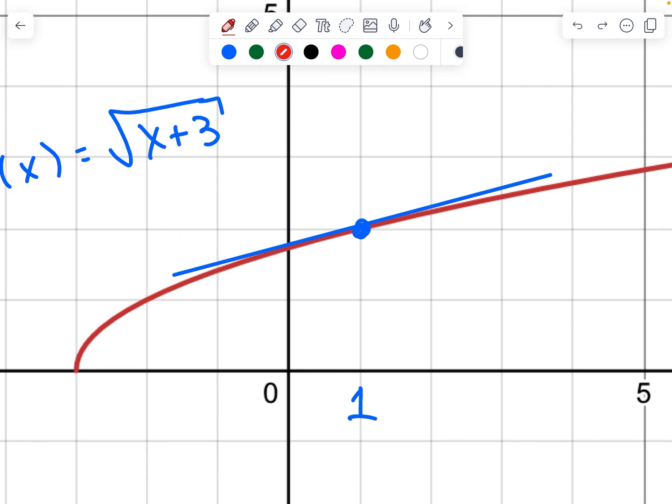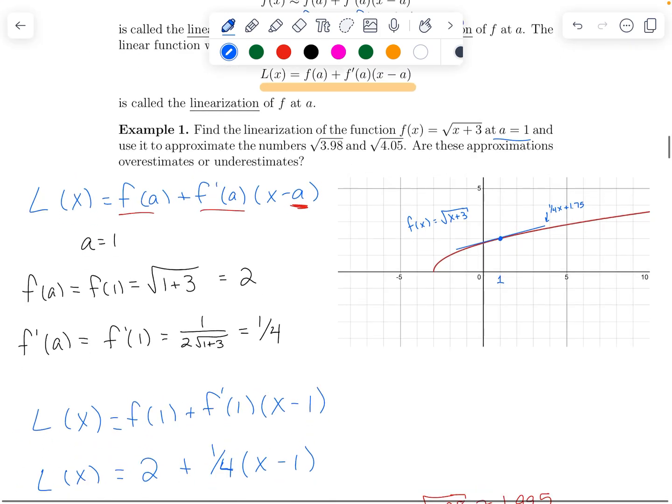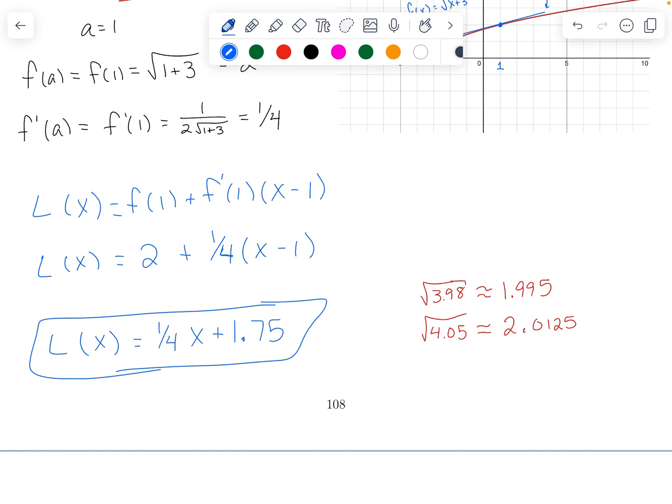But my function, because it's always below my tangent, below my linearization function, this function right here in blue is 1/4 x plus 1.75. I can see that my blue is always going to be an overestimate. It's always too high above the curve. And if I were to plug these values into my function, 1/4 x plus 1.75, we'll see that we end up with overestimates. Whatever I would get by plugging these numbers into the function would be higher than their true values.